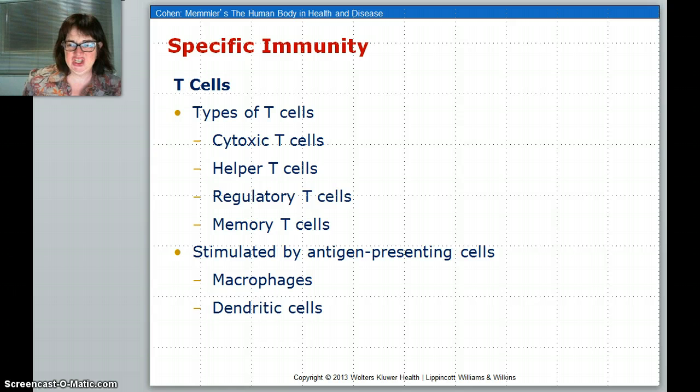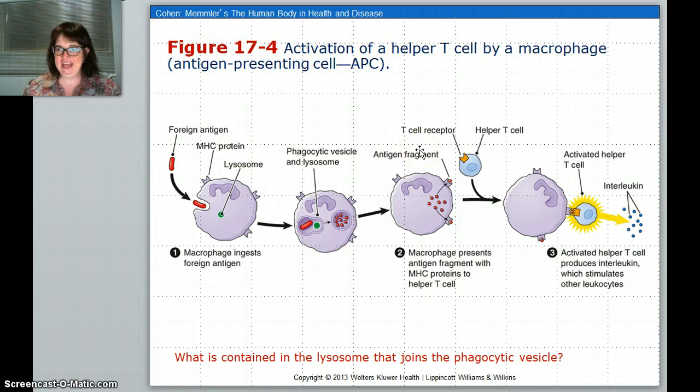There's also stimulation of antigen-presenting cells, and that will attract macrophages and dendritic cells. So here we have a helper T cell by a macrophage. So along will come this antigen. The antigen is digested by a lysosome and presents fragments on the outside. Those fragments are picked up by the helper T cells, and the helper T cells will then activate other helper T cells to produce interleukin. Interleukin then will stimulate other leukocytes. So inter means between, leuco means white. So this is a chemical that is spread between white types of blood cells. Okay, that is specific immunity.